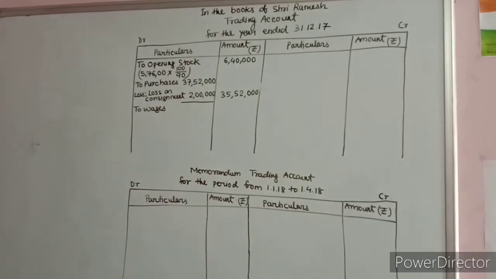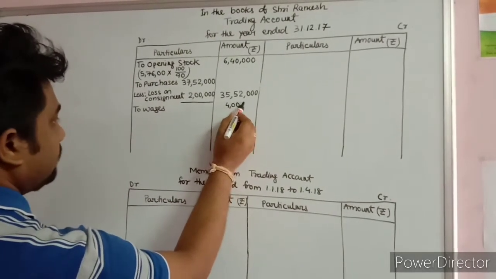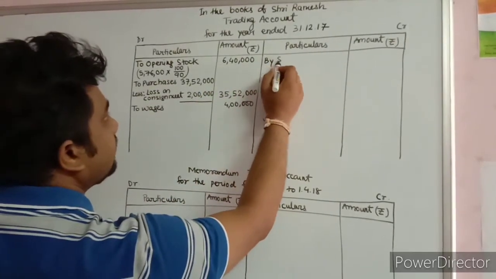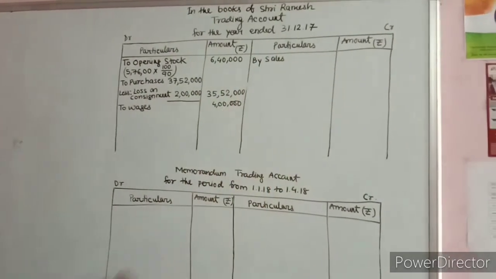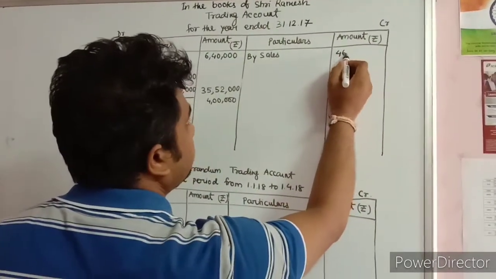Then you have in the question provided the amount of wages for the previous year. The amount of wages is 4 lakh. Then you have the amount of sales. In the previous year, the amount of sales is 46,40,000.